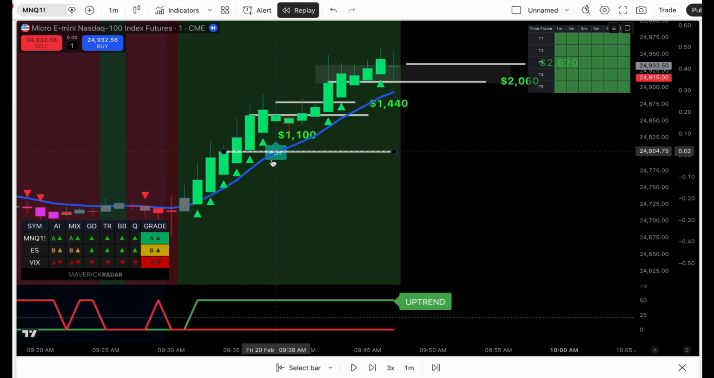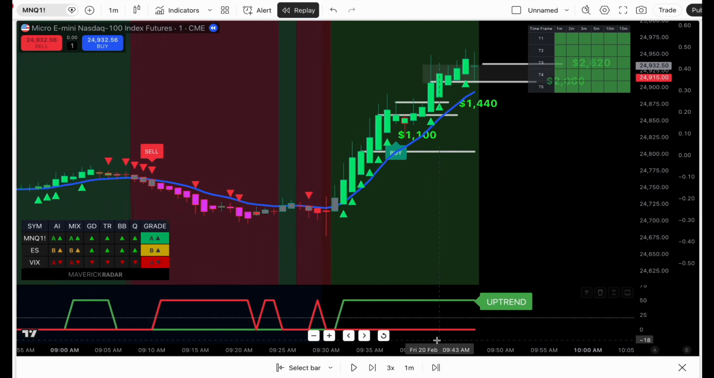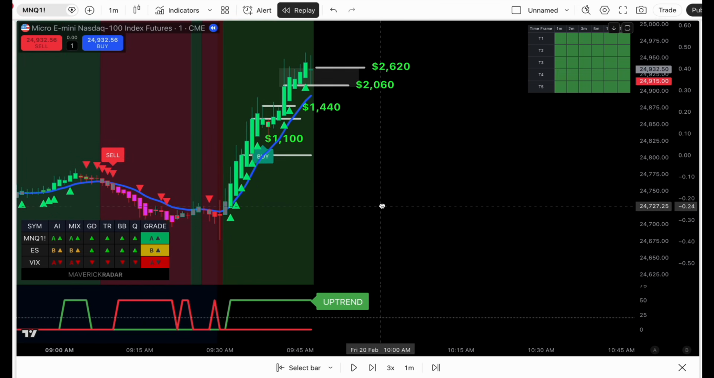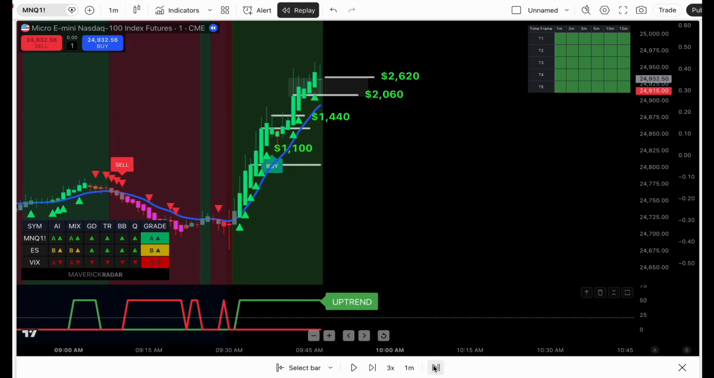By the way, I totally missed it. We got a buy signal right here. I didn't even see that. So we got a beautiful buy signal right here. That's pretty cool. But it's leveling out now.